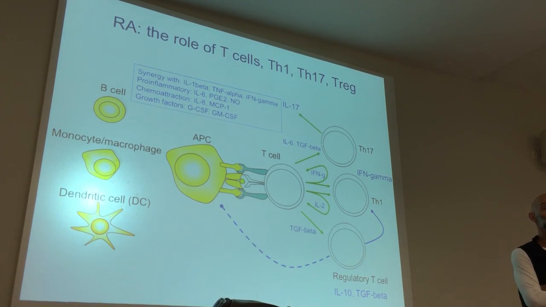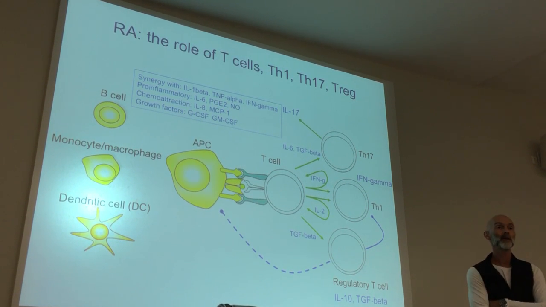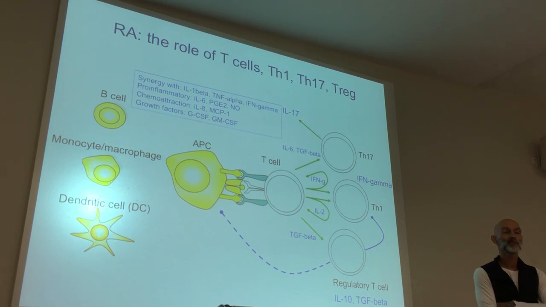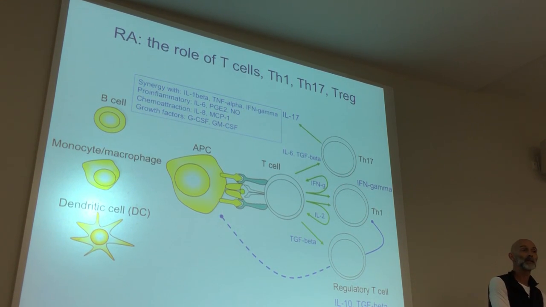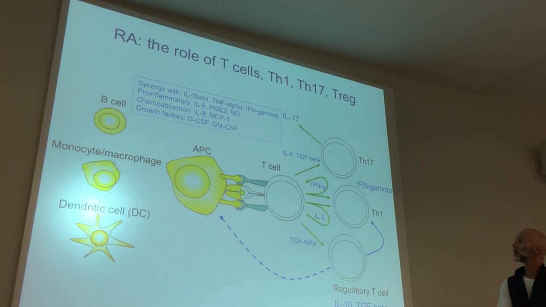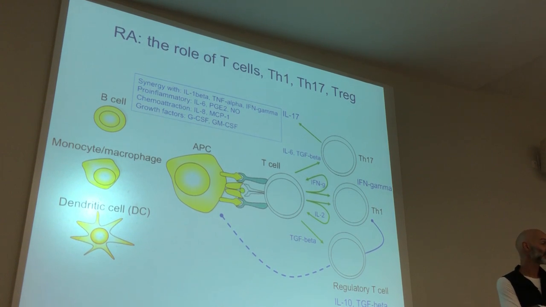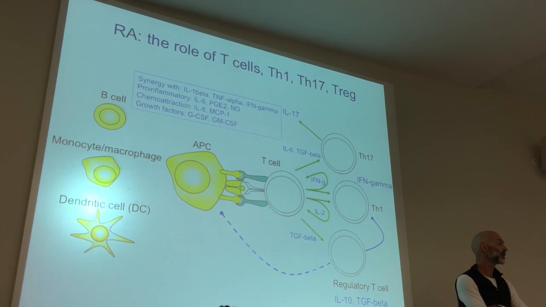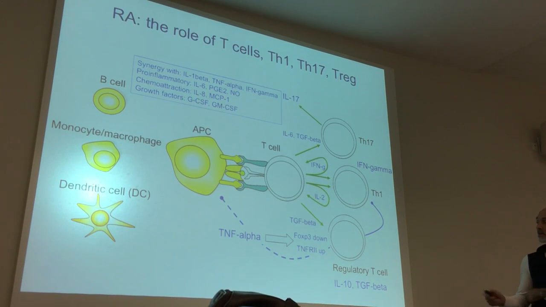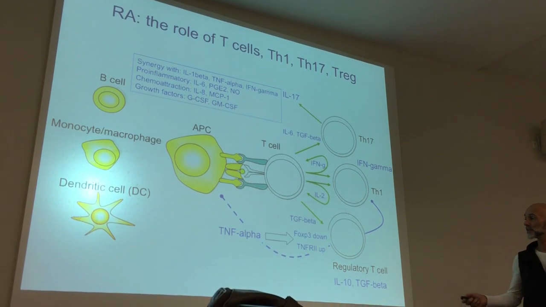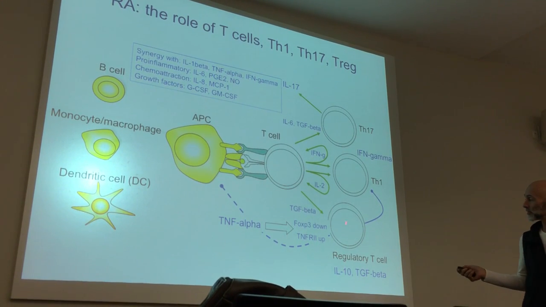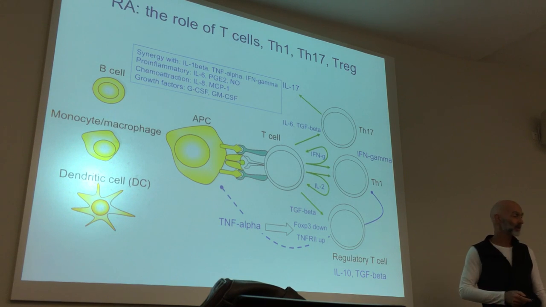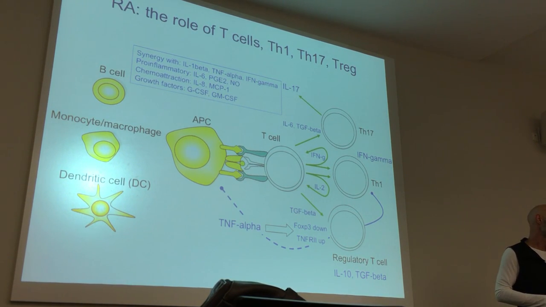Also, regulatory T cells play a role in the pathogenesis. There are indications that this important T cell subset, which is in principle capable of controlling these other two effector T cell subsets, is either diminished in numbers or in its functional capacity to suppress other T cells. And we know that, for example, TNF-alpha, one of the important cytokines in this disease, as we will hear later on, downregulates FOXP3, an important transcription factor for regulatory T cells, or upregulates the type 2 TNF receptor.